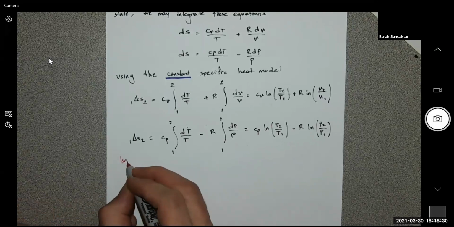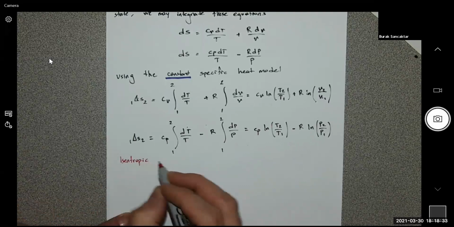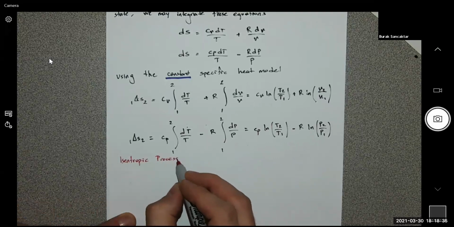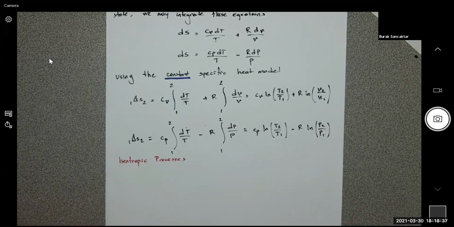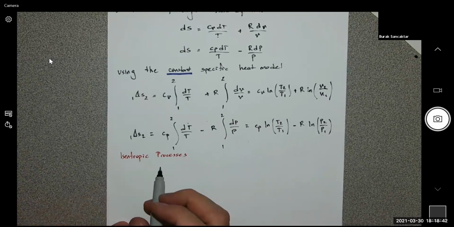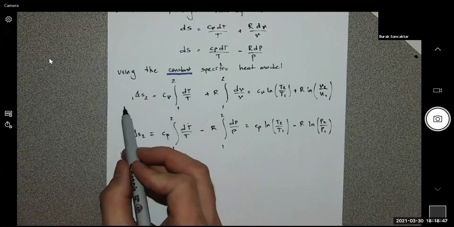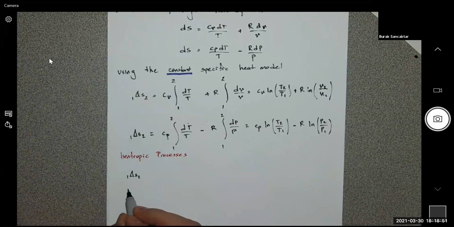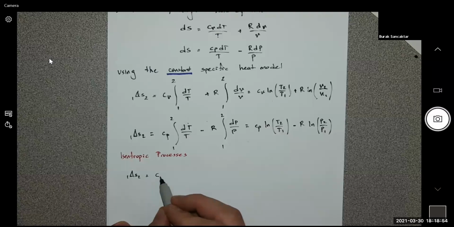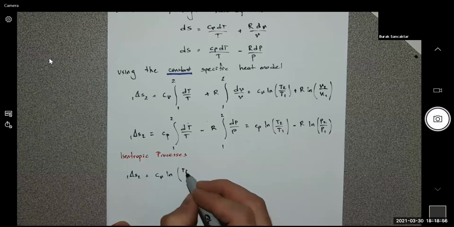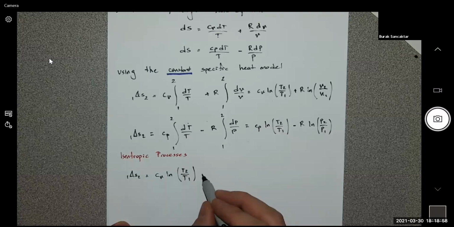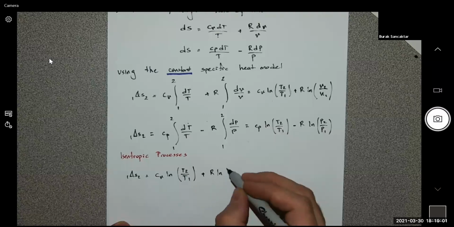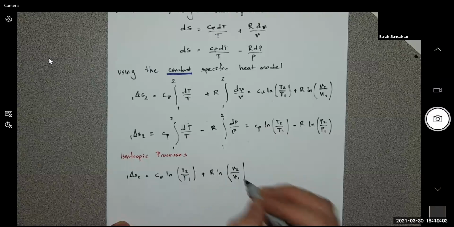For isentropic processes, we can pick any of these. I will start with the first one. Entropy change from state 1 to state 2 is Cv natural log of T2 over T1 plus R natural log of V2 over V1.